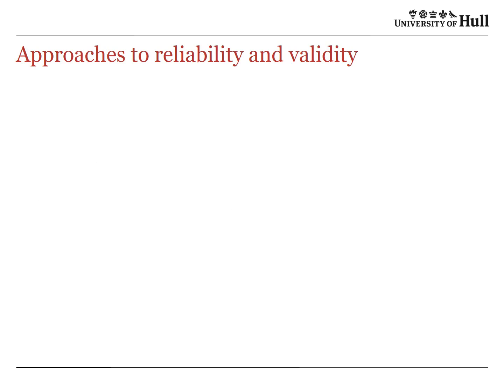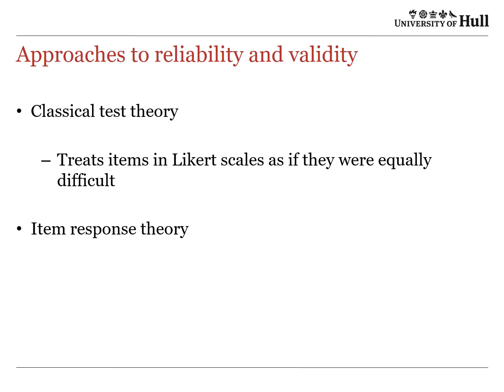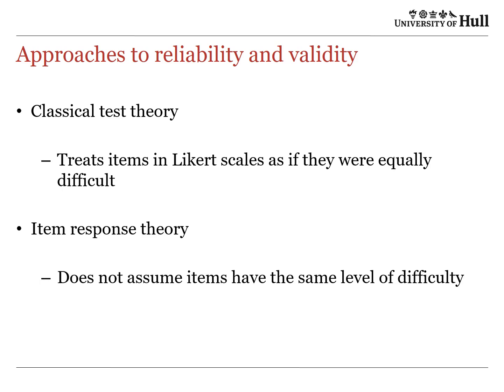So there are essentially two approaches to reliability and validity. Classical test theory and item response theory, and we're not going to go into either of these in great detail here, and we're not going to look at item response theory examples here at all. But, just to differentiate them, classical test theory treats items on a Likert scale as if they were all equally difficult, whereas item response theory does not assume that items have the same level of difficulty.